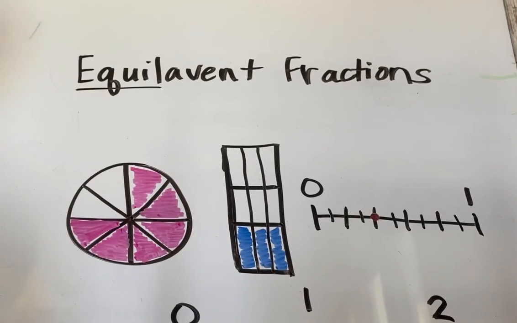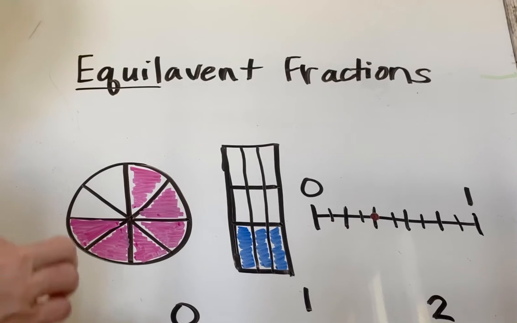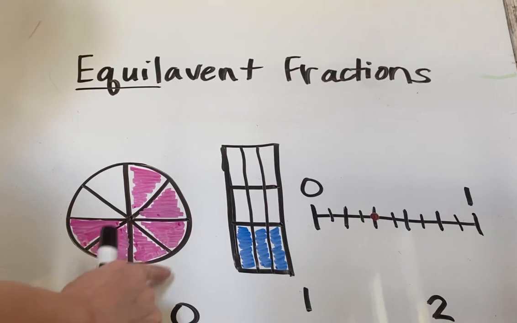Okay, we're going to work a little bit more on equivalent fractions, but we're going to think about it backwards this time, because we can take a more complex fraction and simplify it to a smaller fraction. Same fraction, but just a simpler version. Okay, so here's the first one. It's just a basic circle. It's divided into a certain amount of parts.